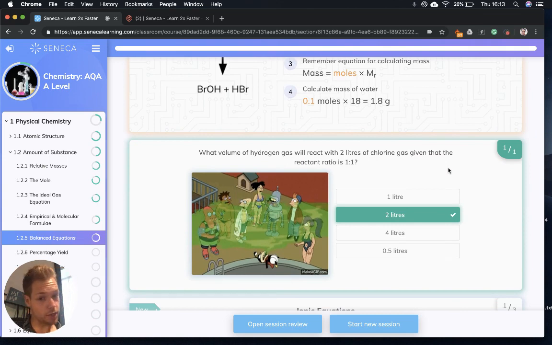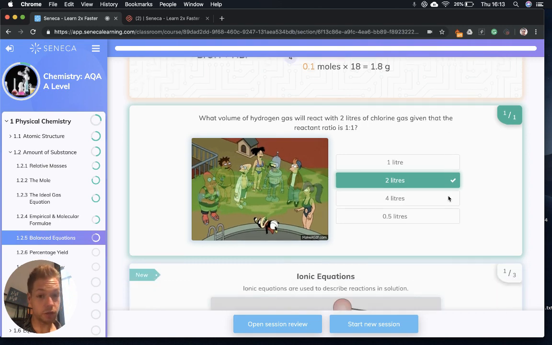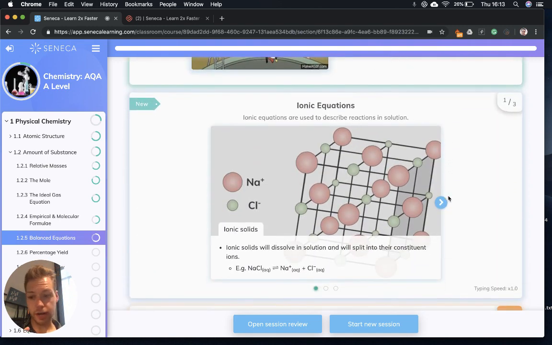So, another question. What volume of hydrogen gas will react with 2 liters of chlorine gas given that the reaction ratio is 1-to-1? Well, it's also going to be 2 liters. Great. That is a nice bit of stoichiometry. That's what we call ratios in chemistry to feel really smart.